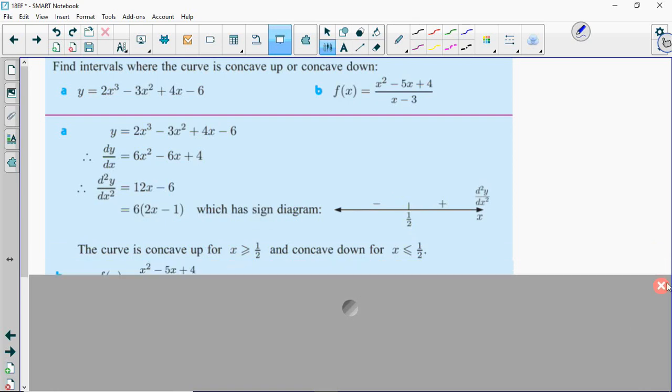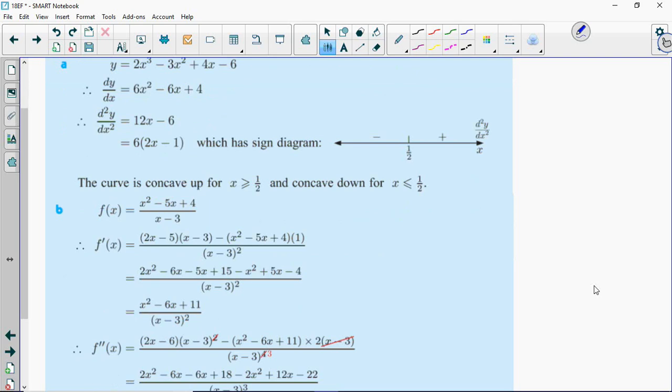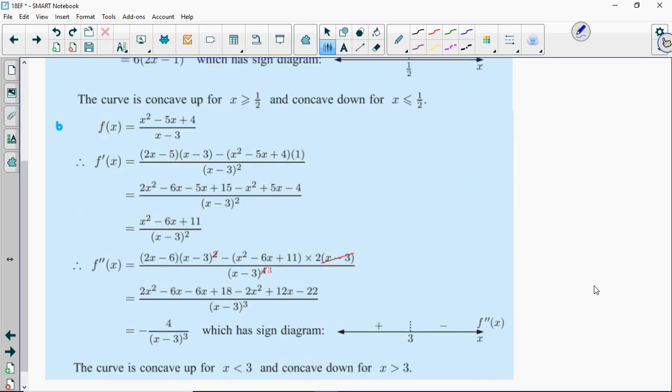And we do the same thing with the bottom one. Whatever, it's a quotient rule, so it's a little more exciting. That looks fun, doesn't it? But in the end, we have here the second derivative does not exist when x is equal to 3. Actually, the function itself doesn't exist when x is equal to 3. We're going to get a vertical asymptote there, but it's going to be concave up to the left of it and concave down to the right of it.